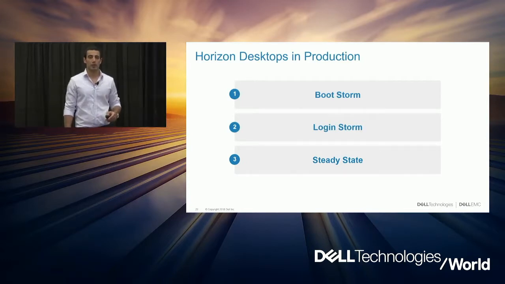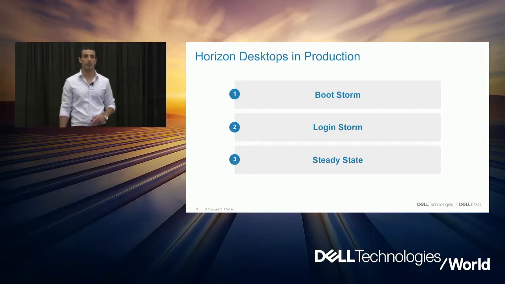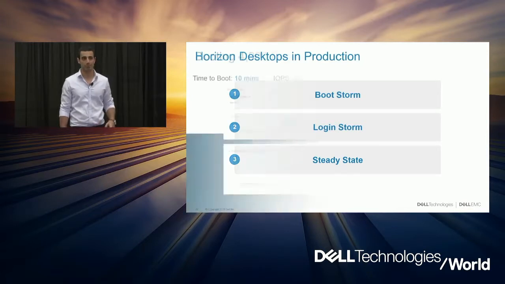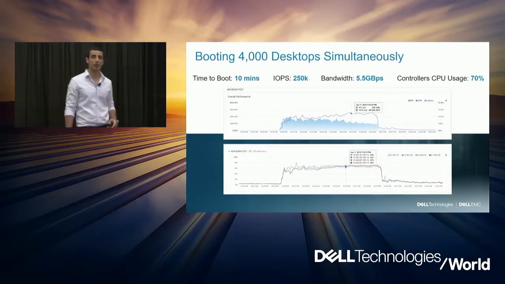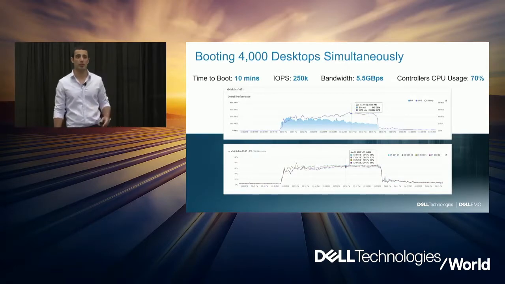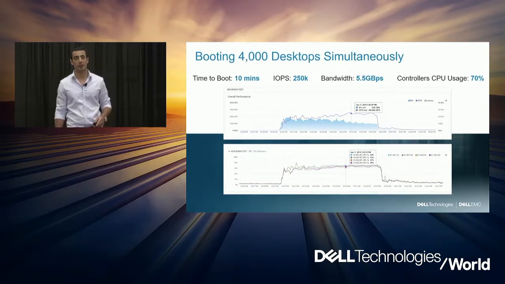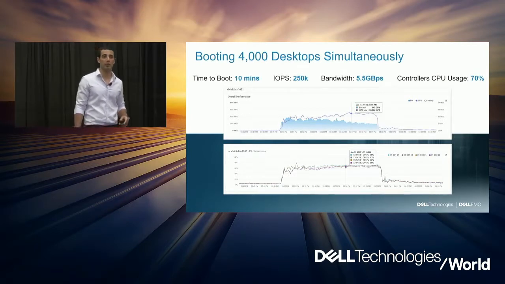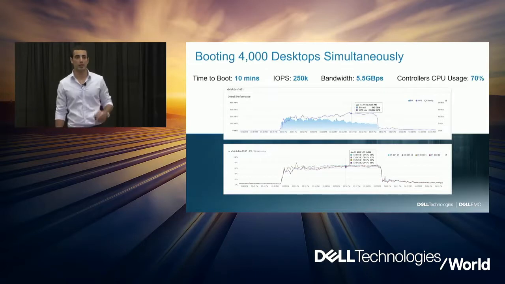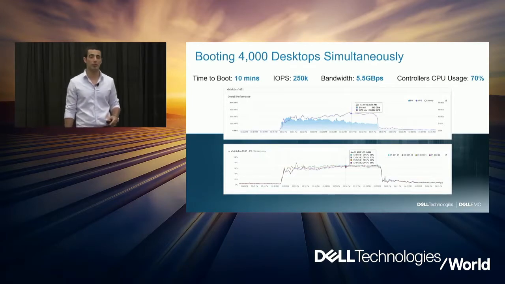And now let's see how XtremIO X2 copes with the challenges for each and every step that we've mentioned here. On the screen, we can see a booting process of 4,000 desktops simultaneously. We can see very high performance IOPS and bandwidth, and we also can see that this operation took only 10 minutes to complete, which is very, very impressive.